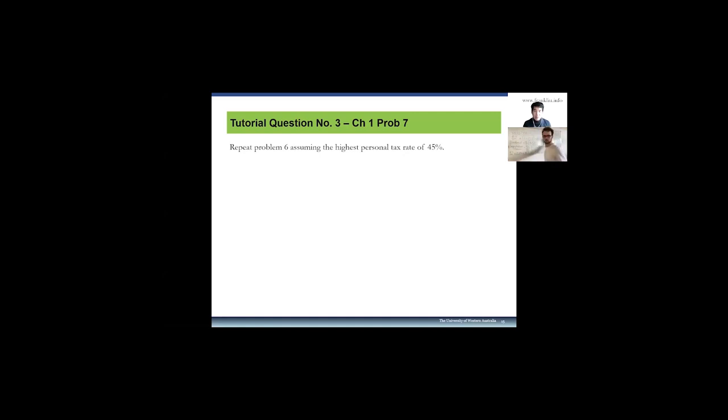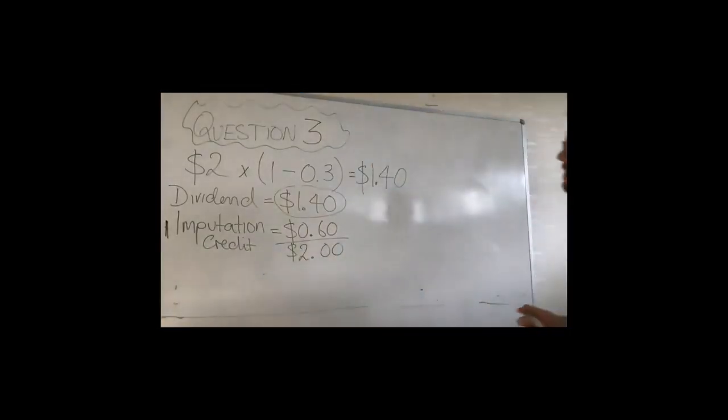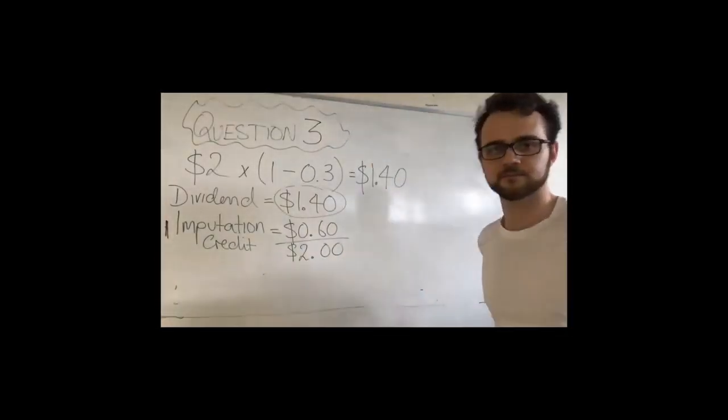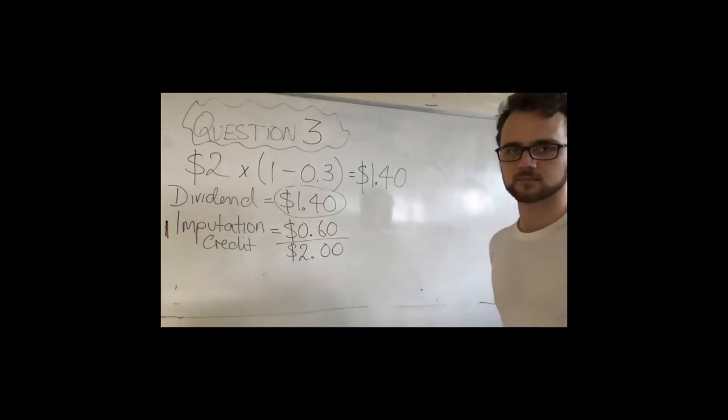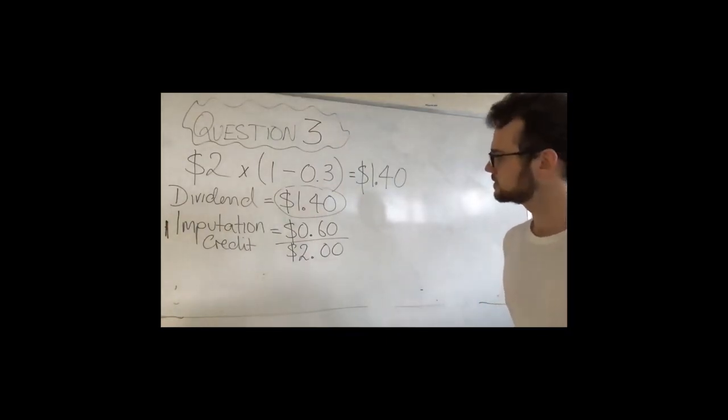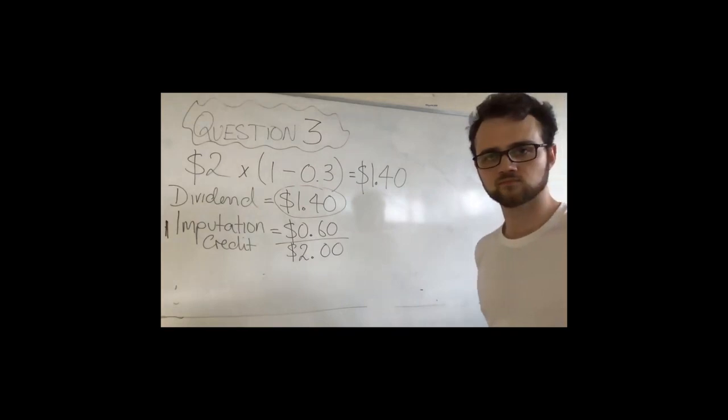So here we're going to give you another demonstration of how to consider the case when your personal tax rate is actually more than the company tax rate, which means you end up paying more tax than what the company can pay you back as a credit. So everything is back to where we started: the company gives you $2 per share, and the company's tax rate is 30%. But the difference here is that your personal tax rate is 45%.